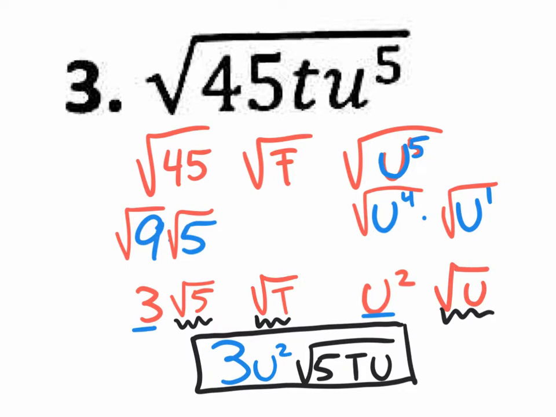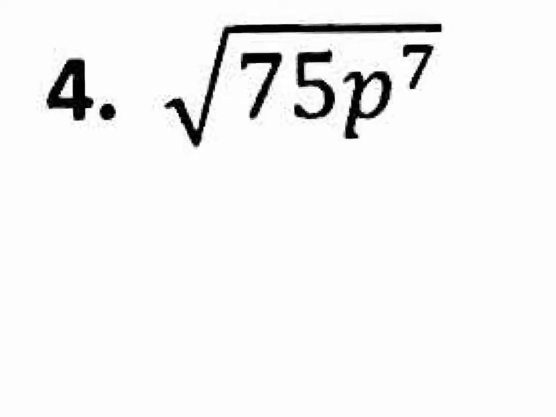Let's move on to number 4. Again, on all of these, you're going to end up splitting the radical. Even if it's not a square root, it could be a third root, a fourth root, split it up and deal with each item individually. So let's split that radical and put it on the 75. Split that radical, put it on the p to the 7th.